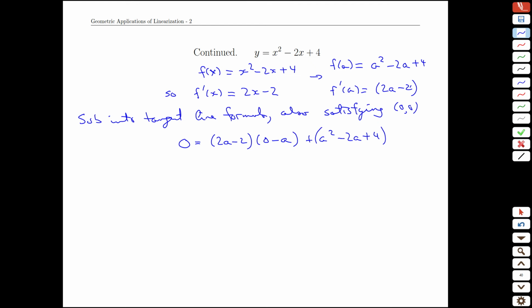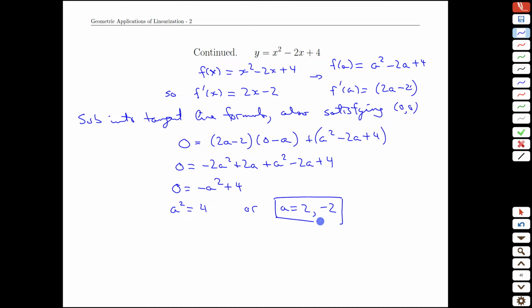So let's tidy this up and solve for A. We'll have 0 equals minus 2a squared plus 2a plus an a squared minus 2a plus 4. Together this gives us negative a squared plus 4. That's nice because that gives us a squared equals 4, or a equals 2 and minus 2. And those would be the points on the parabola, specifically the x-coordinates, where the tangent line will pass through the origin.